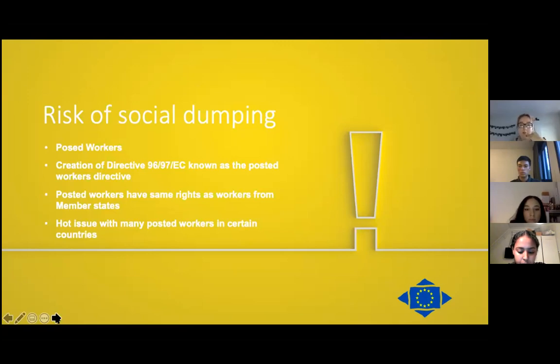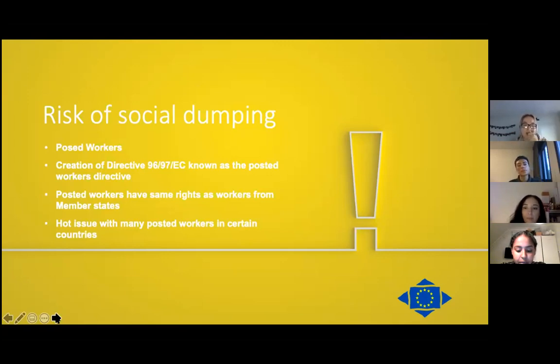The main issue of posted workers remains a big issue, especially in countries like France, Belgium, and Germany. In these countries, there is a large part of the population who feel their jobs are stolen from them. These countries try to implement legislation to protect their workers from competing workers, and that puts these countries at odds with the European Commission.